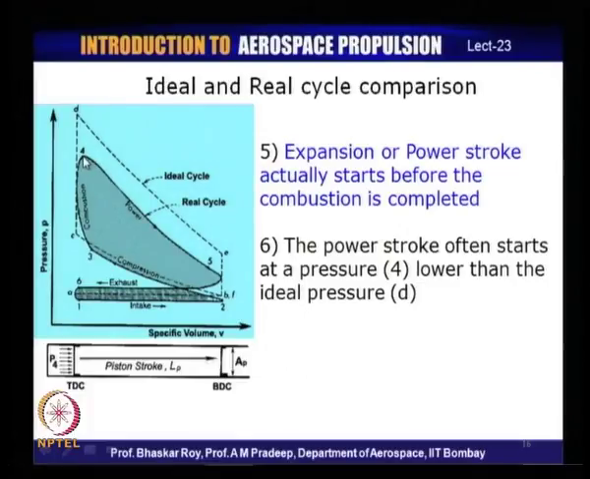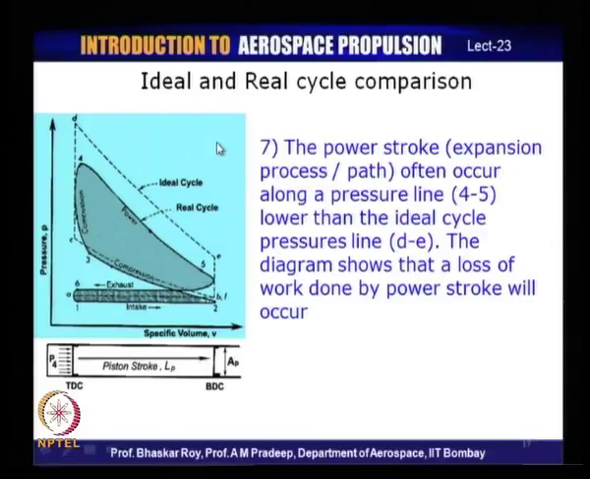Now, by now the fuel has been burned and we have a mixture of burnt gases, and then this power stroke starts at pressure 4, and this high pressure now moves the piston down to 5. And as we can see, it starts at a pressure lower than D, and it finishes at a pressure eventually lower than E. And over here, as we shall see, the power stroke actually takes a round.